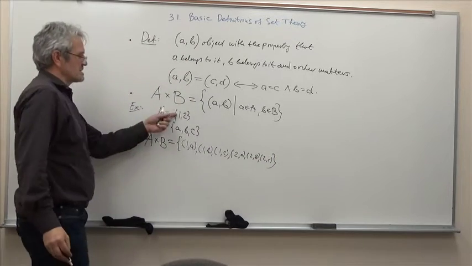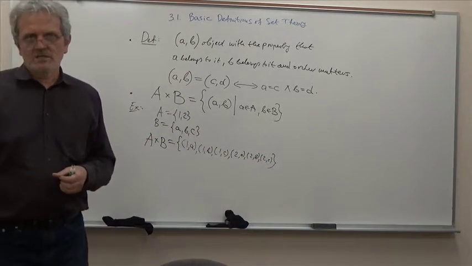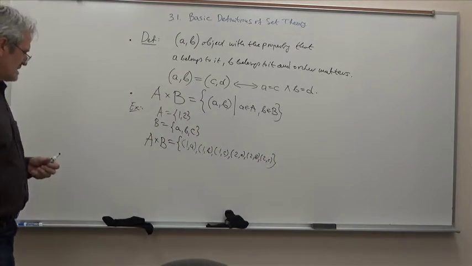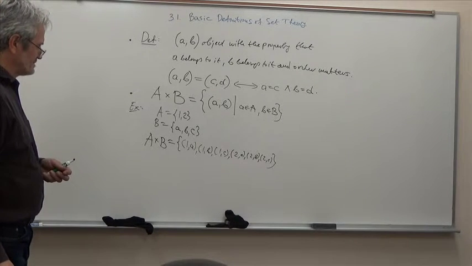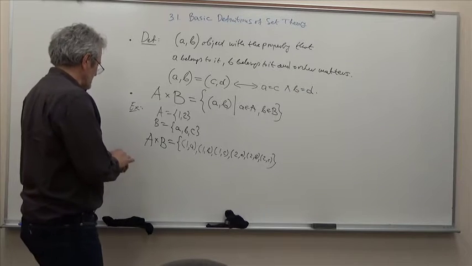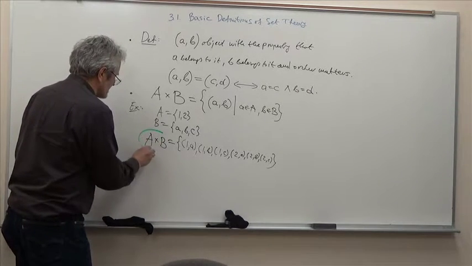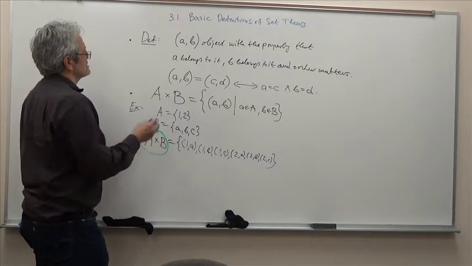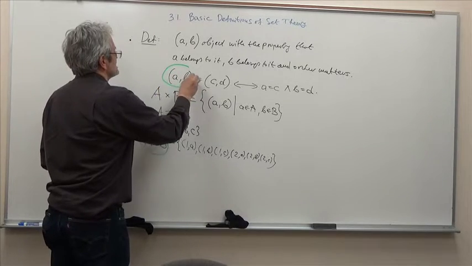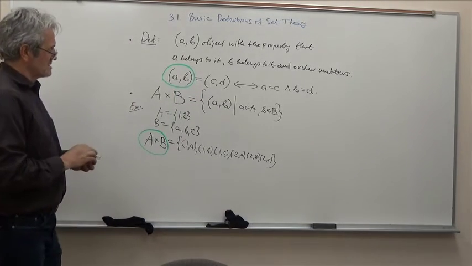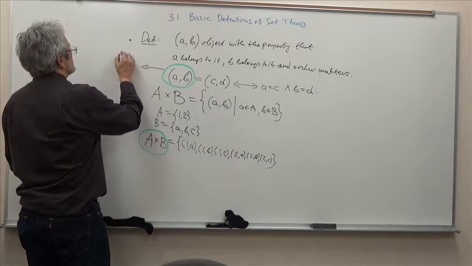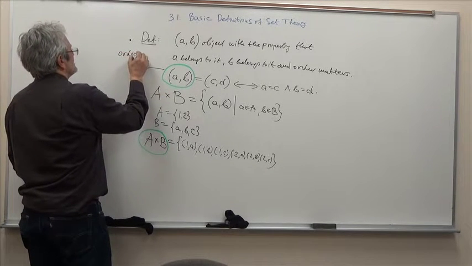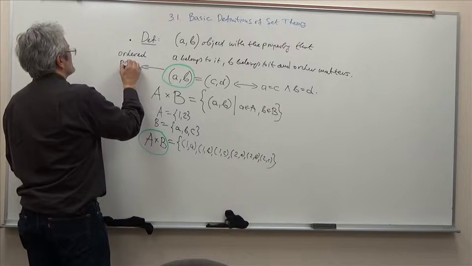And of course, if A has 2 elements and B has 3 elements, their direct product, or cross product, has 6 elements. This is standard notation, A cross B. And this is standard notation for the ordered pair. So ordered pair, I can say the name, ordered pair.